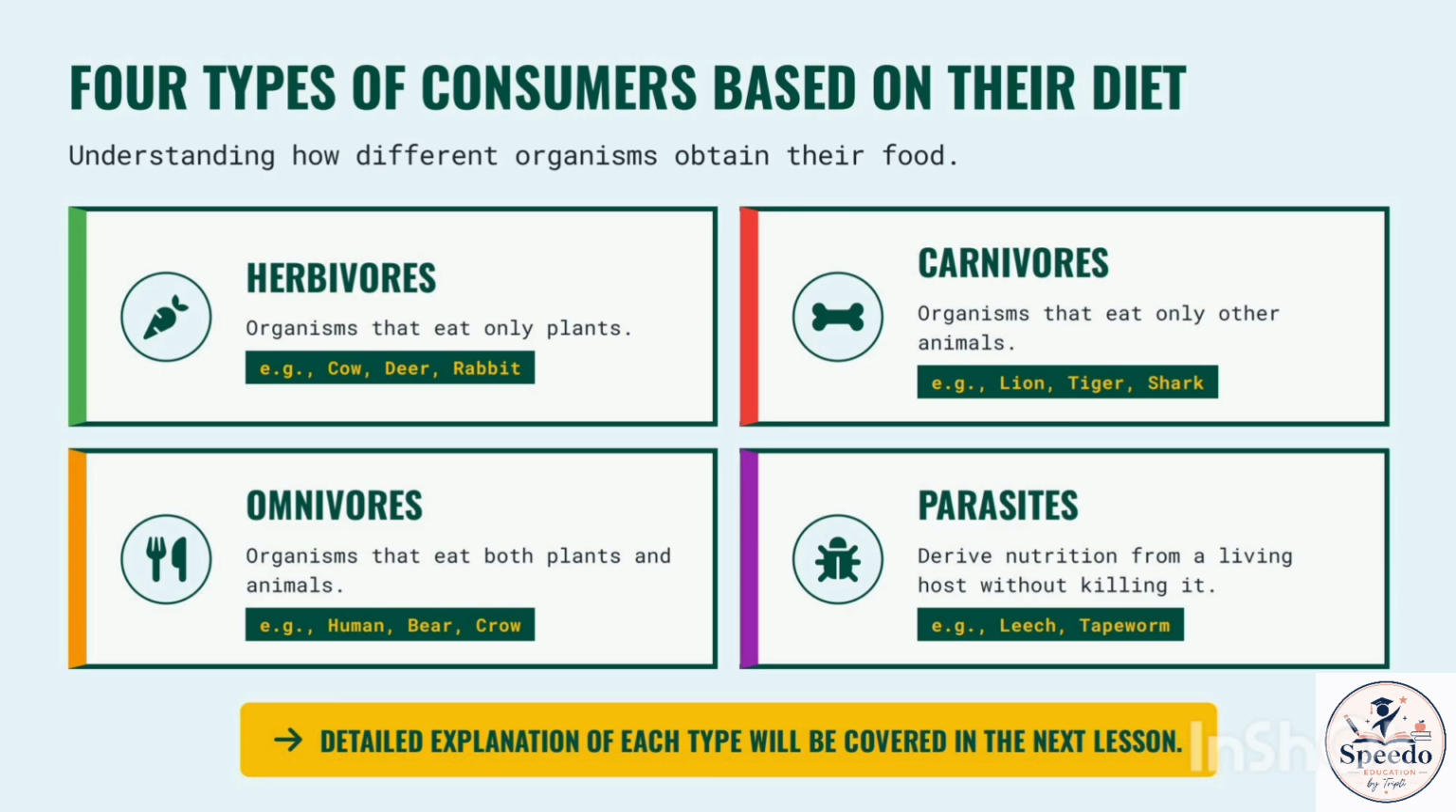Omnivores eat both plants and animals. Examples include humans, bears, crows, pigs, dogs, and chickens. Because they eat from different trophic levels, omnivores have a varied diet.